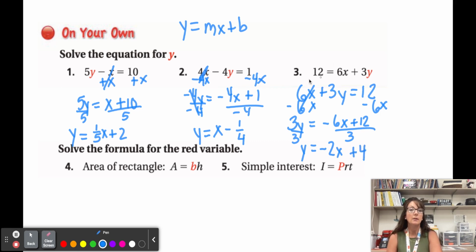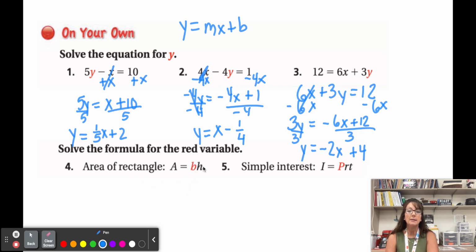Okay, and if you kept it on the y on the right-hand side, it's not that big a deal as we're just learning this. All right, for number 4, solve the formula for the red variable. So we have the area of a rectangle, which is base times height. We want to solve for base.